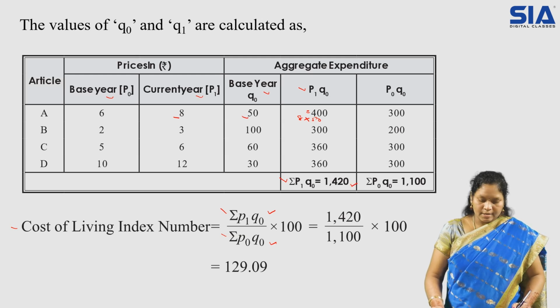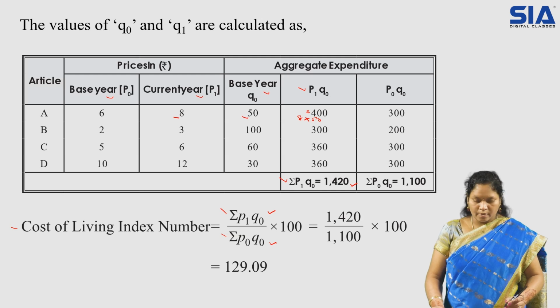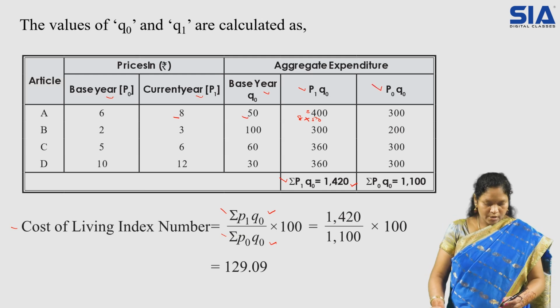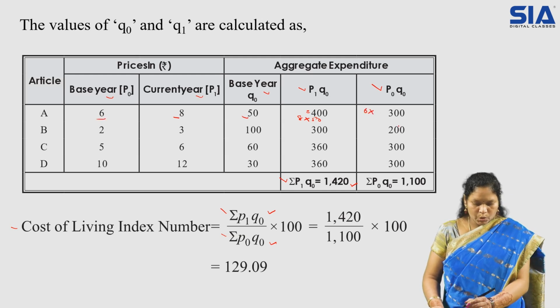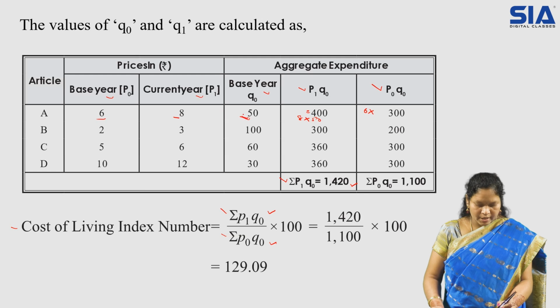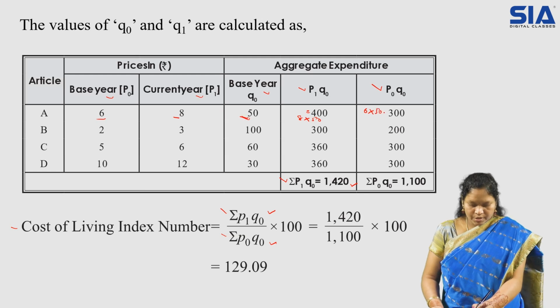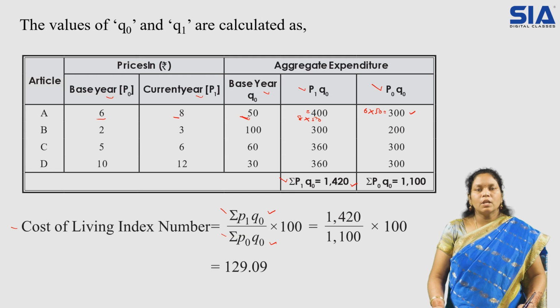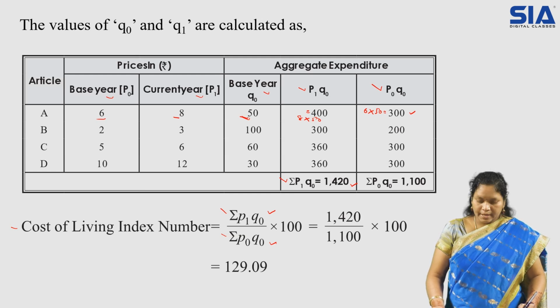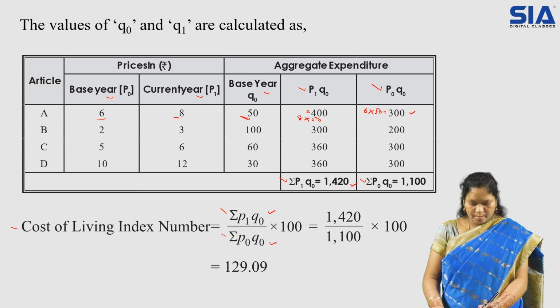Like that, let us obtain the next and last column, that is the P0 Q0 column. What is the P0 value? The first value of P0 I have is 6 here. 6 into the Q0 value 50 I have. So 6 into 50, I have obtained 300. Like that, obtain all other values of P0 into Q0, then add all the values so that we can get summation P0 Q0.